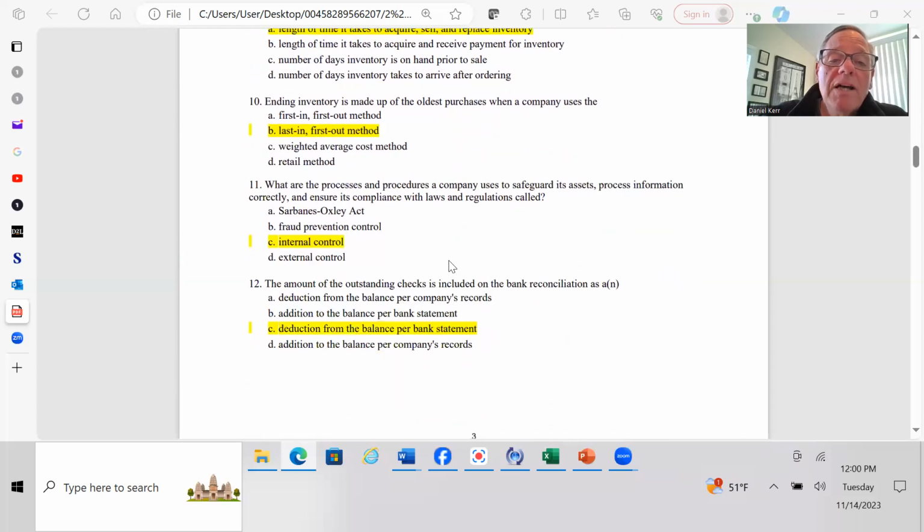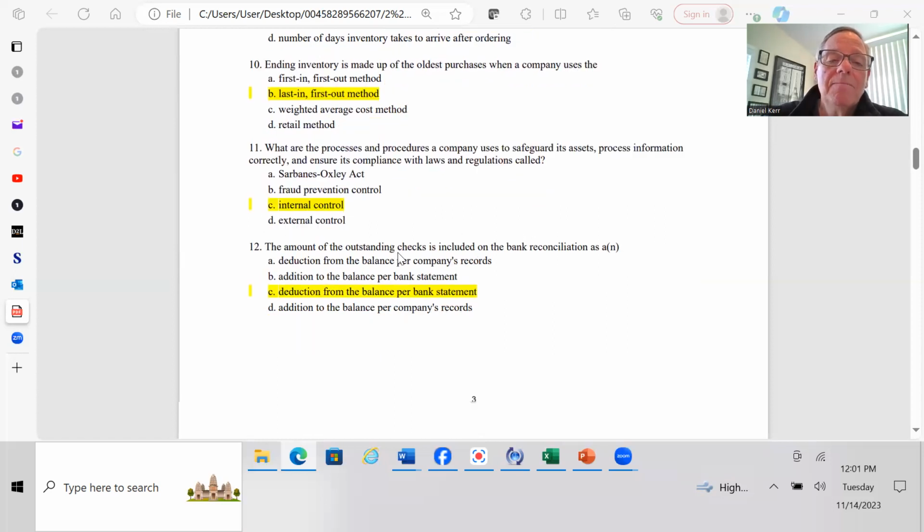11, what are the processes and procedures a company uses to safeguard its assets, process information correctly, and ensure compliance with rules? Well, that's the definition of internal control. So the answer there is C.